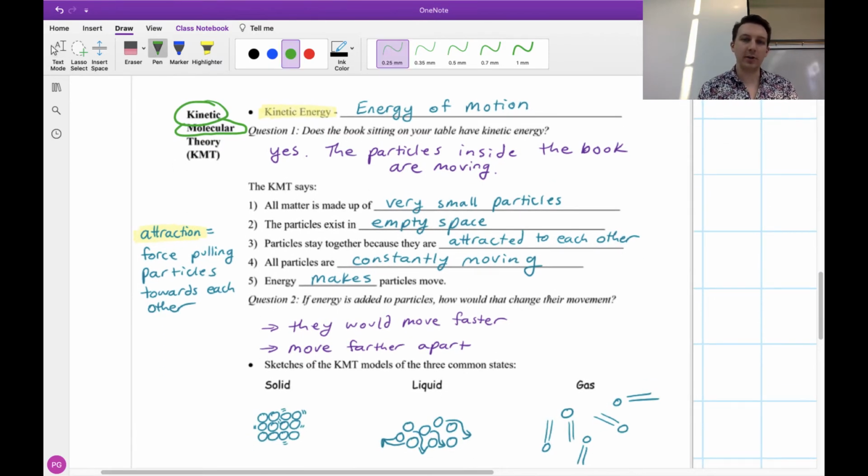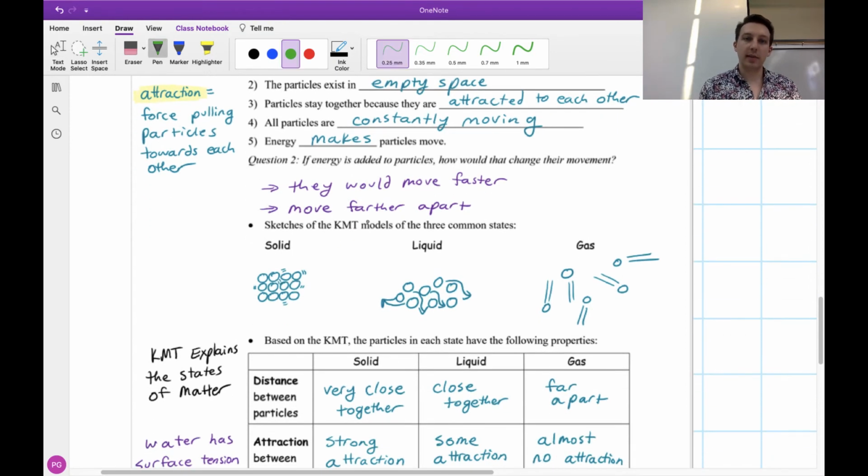So if we add energy to particles, how does their movement change? Well, they would move faster, right? If we think about energy of motion, something moving faster has more energy, and they tend to move farther apart. So as they have more energy, they're moving faster, they're more likely to get farther away from each other. And this force pulling them towards each other doesn't do as much. It's not able to hold them together if they're moving much faster.